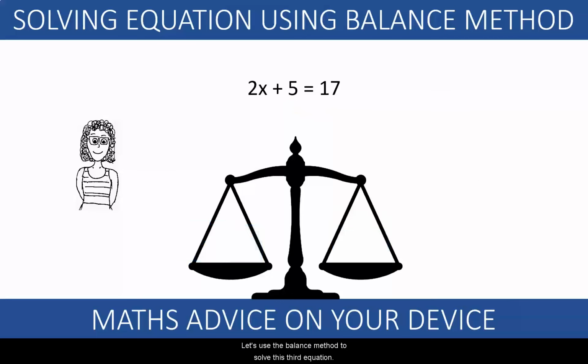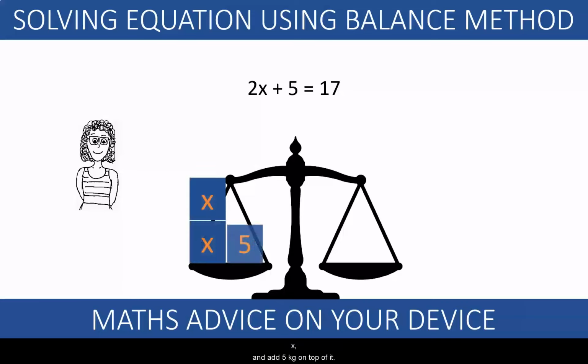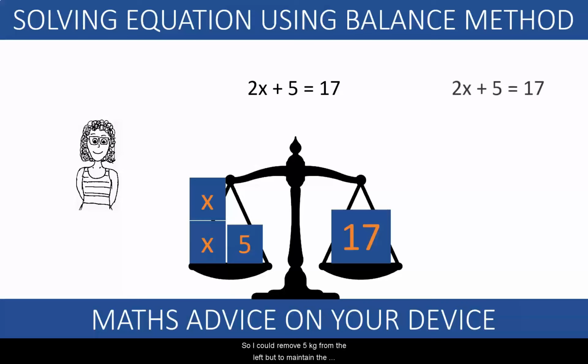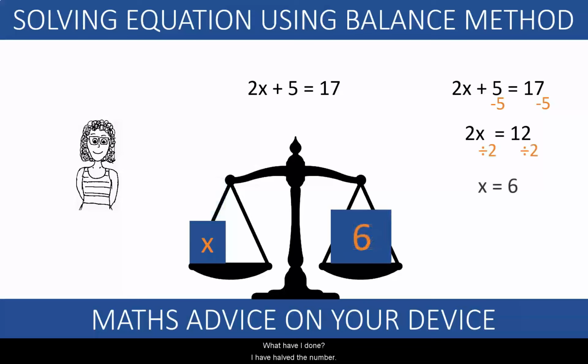Let's use the balance method to solve this third equation. I have two boxes, each of the same weight, x, and add 5 kg on top of it. That must balance exactly 17 kg on the right-hand side. So I could remove 5 kg from both, and that leaves us with two boxes of x kg each equals 12 kg. Each box must weigh 6 kg.